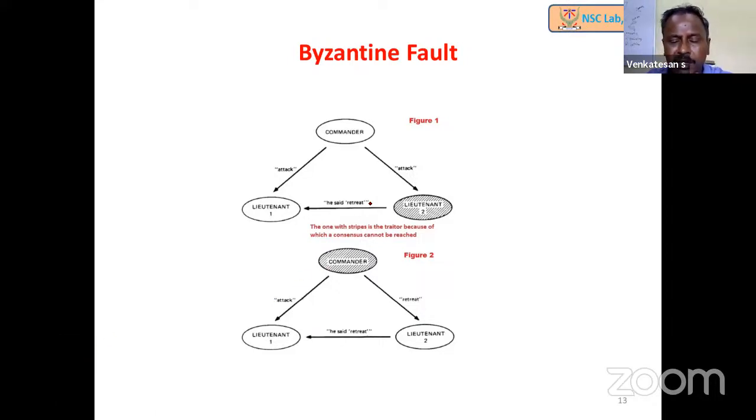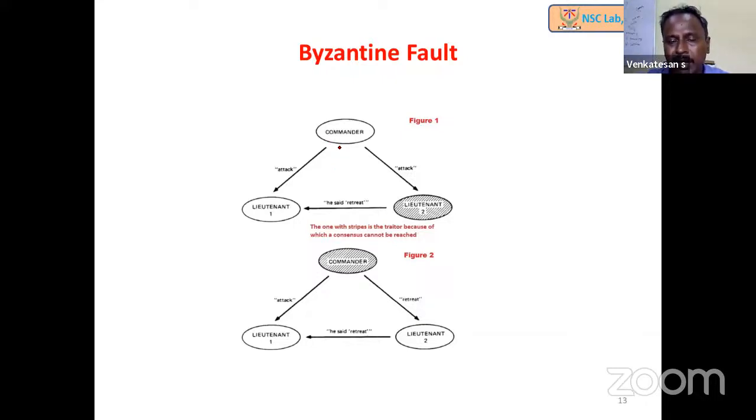Let us consider there is a commander and there is a lieutenant 1 and a lieutenant 2. They are going for a war against a country, and there are 2 units deployed, because they cannot be in the same place to attack the country. They have to be in 2 different places. However, they will be performing the attack, or going for the attack, if the commander gives the command. So let's consider they all are in different locations, not in the same location.